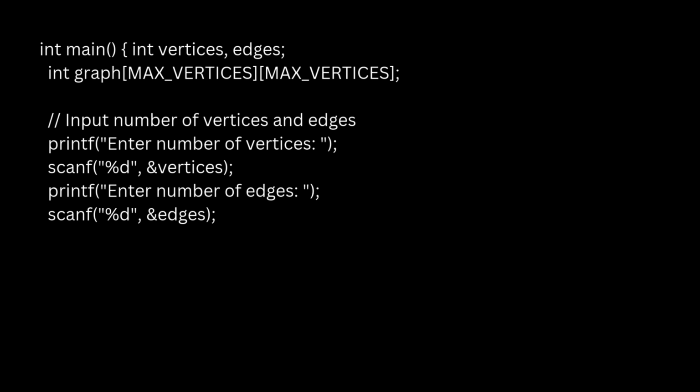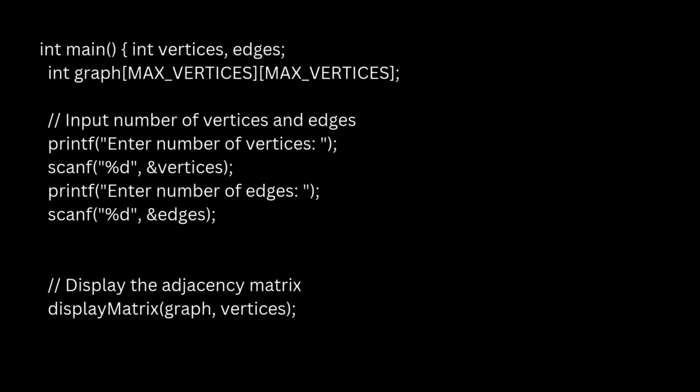Here the program prompts the user to input the number of vertices and edges in the graph using printf. scanf reads the number of vertices from the user input and it reads the number of edges from the user input. This line calls the initialize matrix function to set all elements in the adjacency matrix to 0.